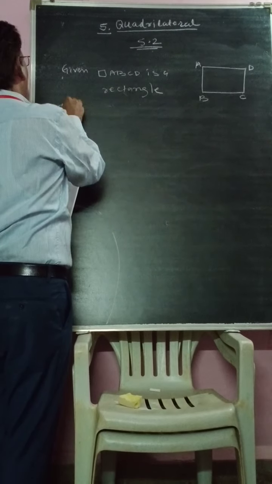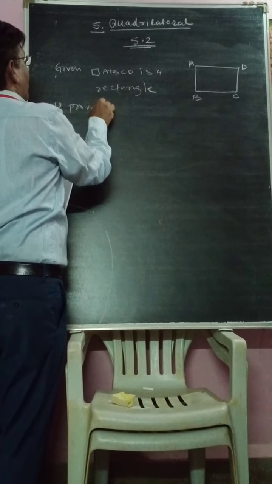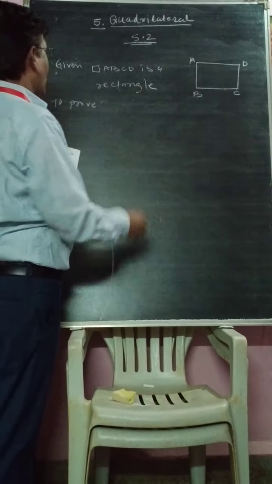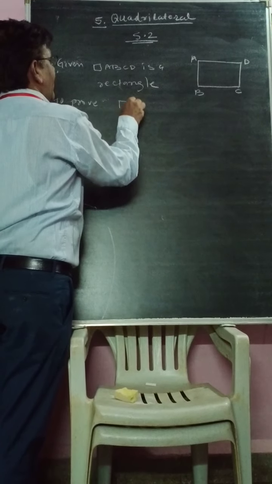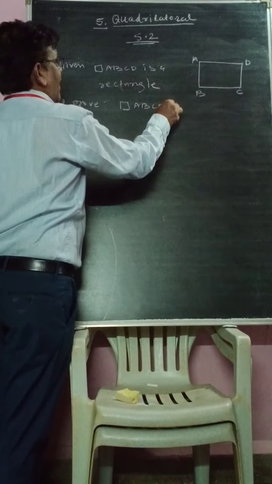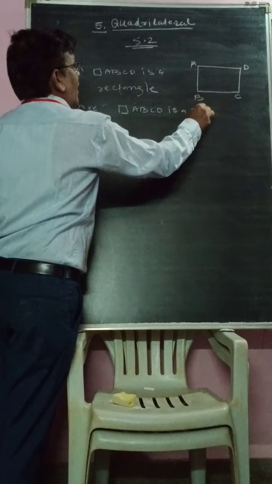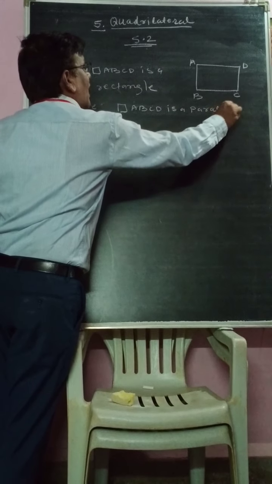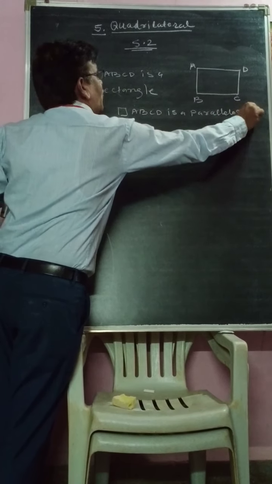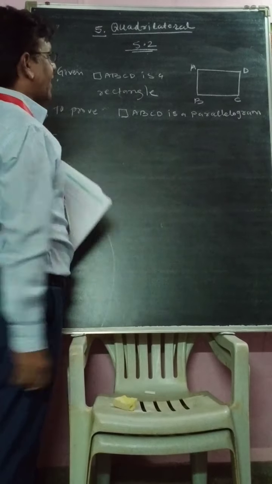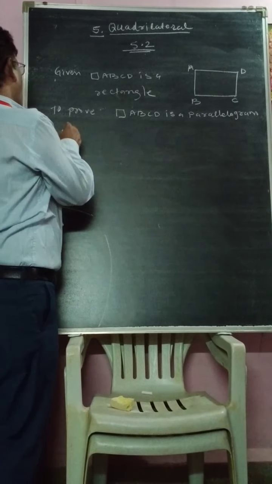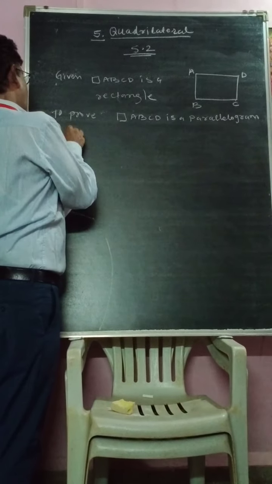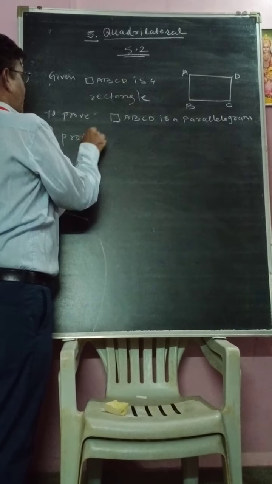Now, to prove, what to prove? You have to prove that quadrilateral ABCD is a parallelogram by using the angle test, the opposite angle test. This is what is to be proved. Now the proof. How to prove?